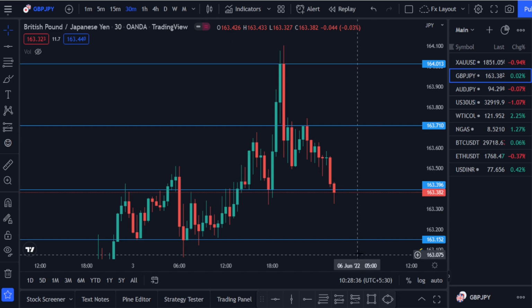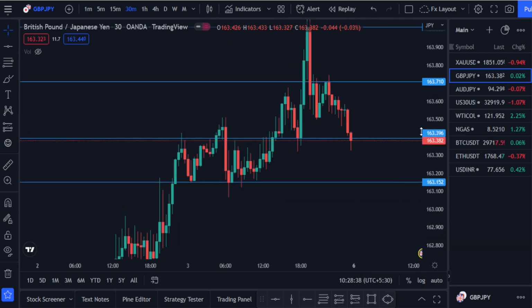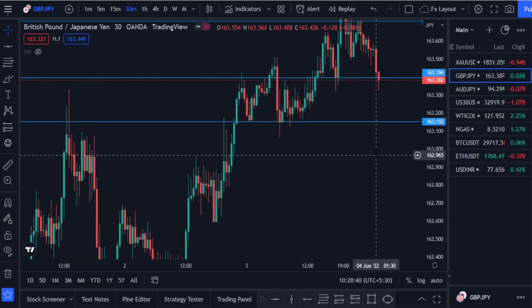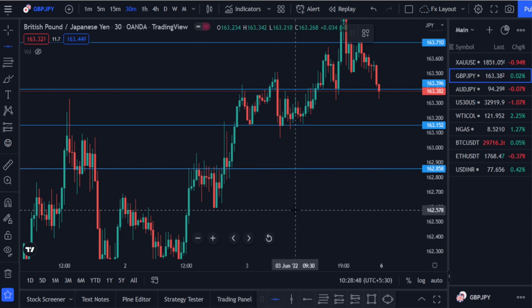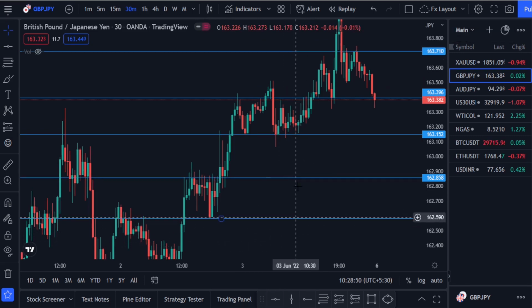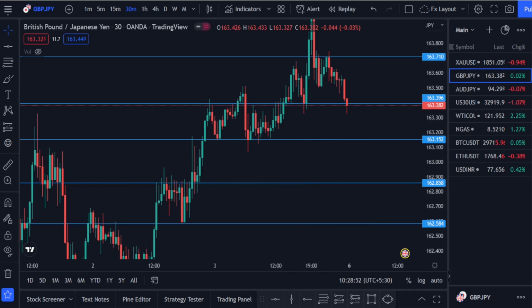And if that doesn't happen, then we are going to wait for the price to give us a break and close below the supports. This one can be considered a support zone, and the next support zone is going to be right here. Now we know that the price is pretty much bullish, so if we have to look for short trades, we are going to wait for the price to give us a break and close below the support area.